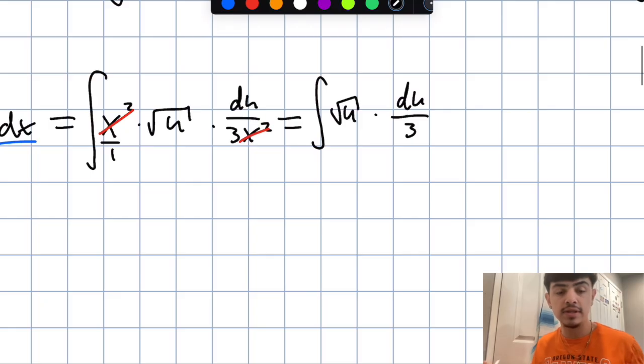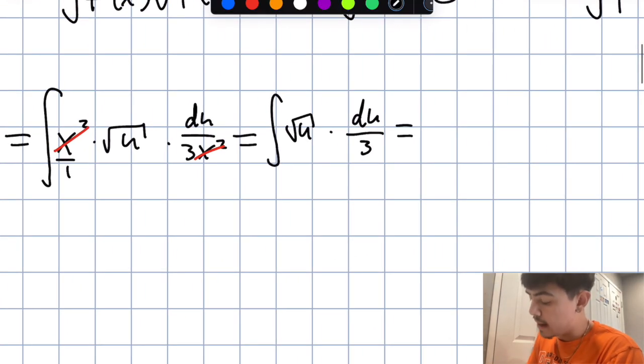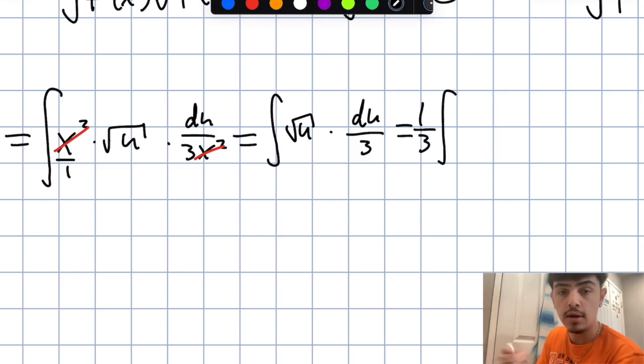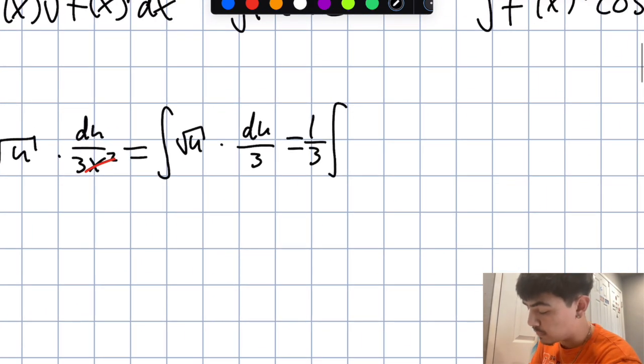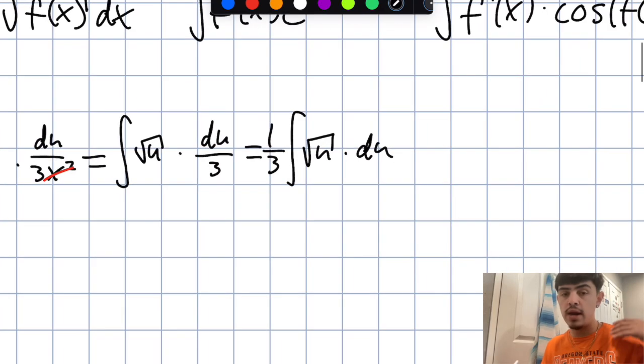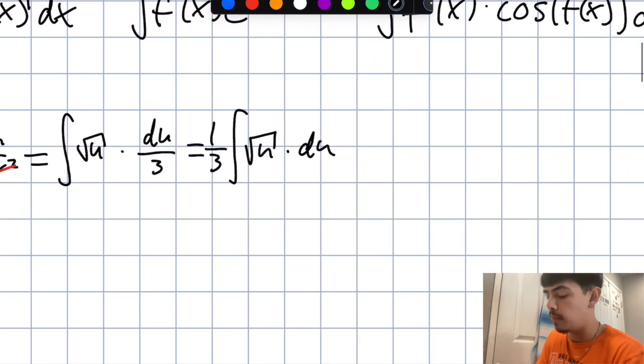Look, it's a lot simpler now, right? We can go ahead and bring out that 1/3, right? That's a 1/3. In my last video, I explained how we can just pull out constants like that. So now we're just left with the square root of u times du. Very simple. This is a table integral. We're just going to go ahead and apply the reverse power rule from here on out.